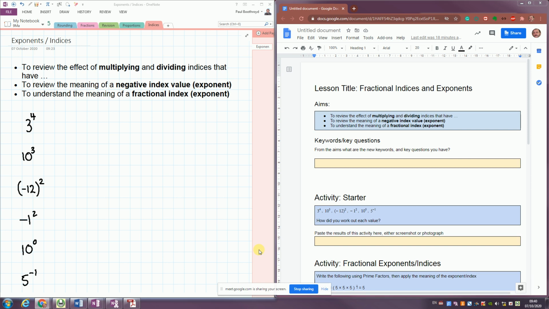So 3 to the 4. I don't just want the answer, it's what you were doing. Try and beat me to the answer. Yeah, 81 in the end. And the reason is the 4 there means 3 times 3 times 3 times 3, multiplying each one. That's the basic meaning of what an exponent is.